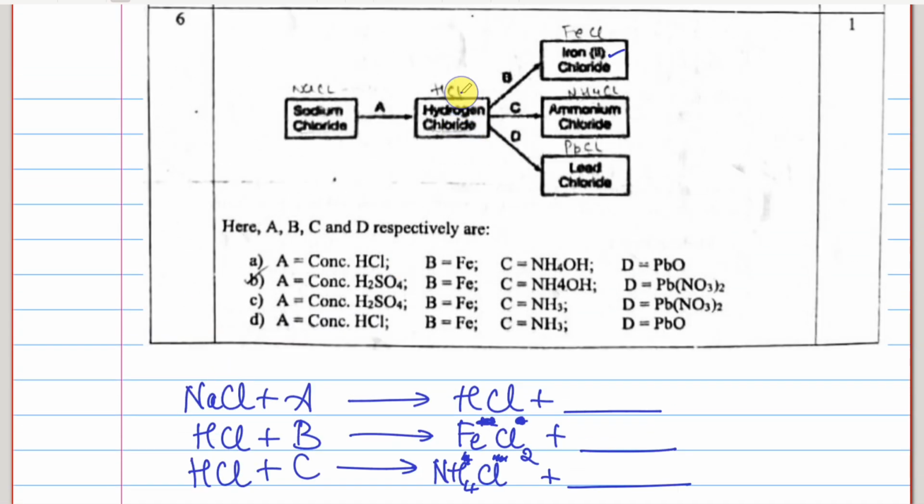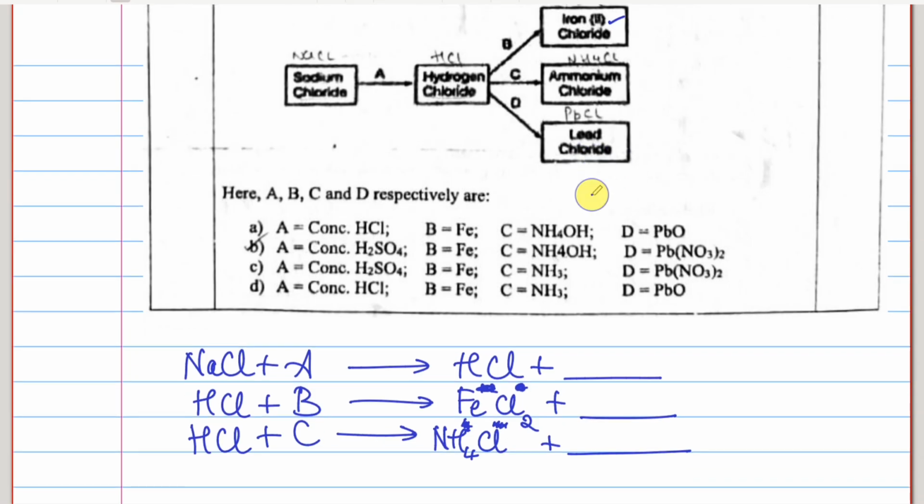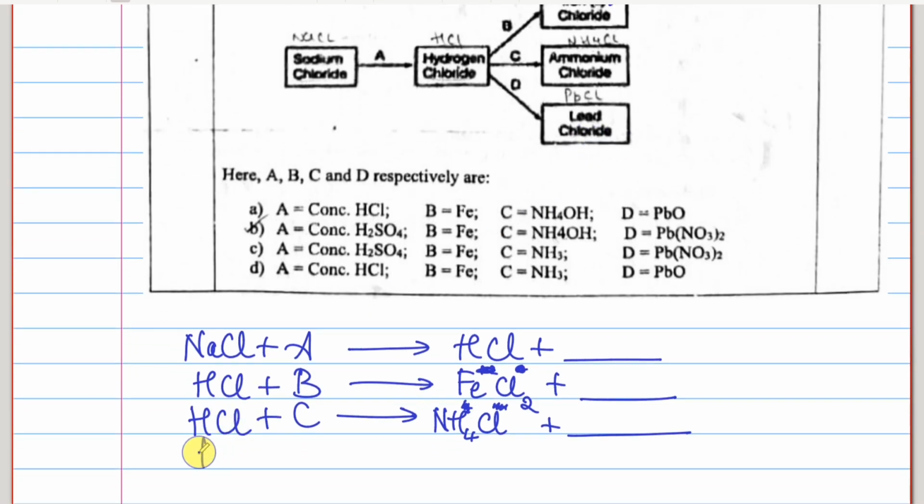And lastly, they have given us HCl reacting with D to form lead chloride. So HCl reacting with D to form lead chloride. Lead is Pb +2, chloride is Cl -1. So PbCl2 will be formed along with some other substance.